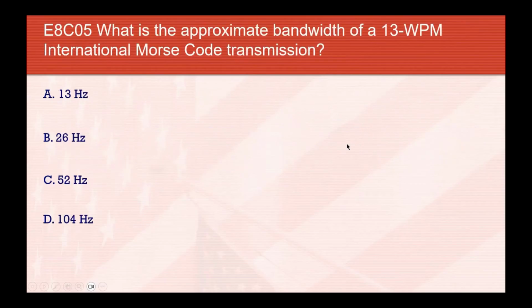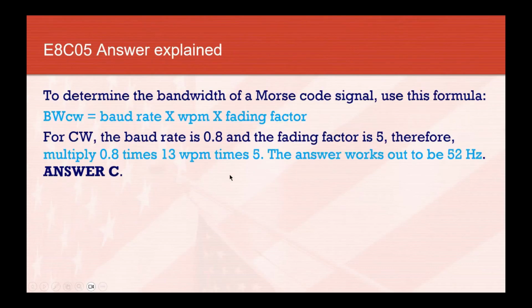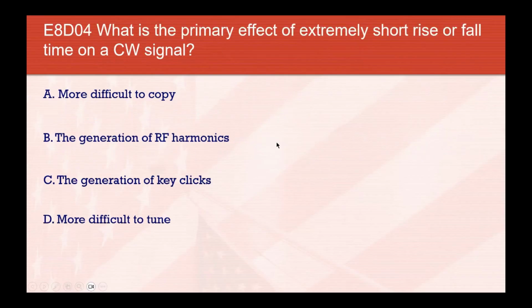The approximate bandwidth of a 13-word per minute Morse code transmission is 52 hertz. There's a formula for that, as we can see here. Again, there are not a lot of questions about this, so the 52 hertz answer probably is easy. It's just memorized. But if you want the formula, we take the baud rate times the words per minute times the fading factor, which you have to know. For CW, the fading factor is 0.8. But at any rate, 52 hertz is the answer. Probably easiest just to remember that.